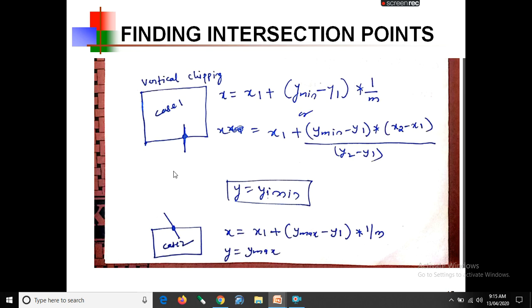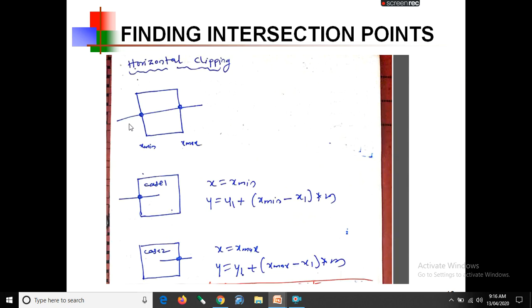Similarly, we have horizontal clipping also. When the line is drawn vertically against the clipping window, we get vertical clipping. When you draw the line segment horizontally with respect to the clipping window, you get horizontal clipping. Again, we have two cases. Case 1 is where a line crosses the left edge of the clipping window. The formula is x equals x minimum, y equals y1 plus x minimum minus x1 into m.